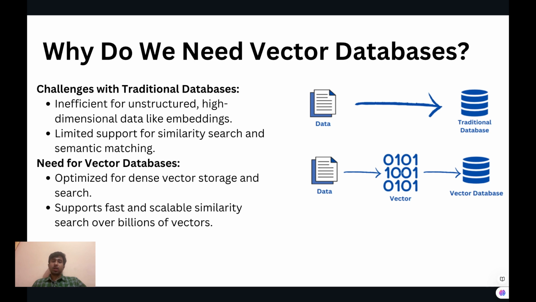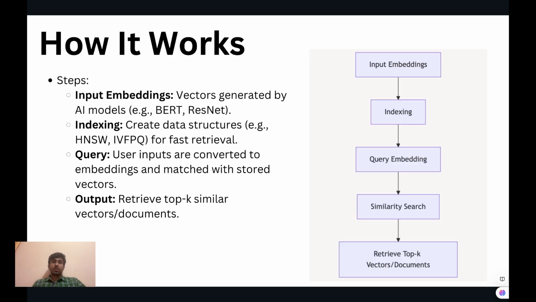So it supports very fast and scalable similarity search over billions and billions of vectors, which are numerical representations of different kinds of text data or video data or image data, etc. In traditional databases, we store the data directly, but in vector databases, we store the data in vector format. It converts the data into vector format and then stores it in the vector database for easy semantic search or similarity search. So how does it work?